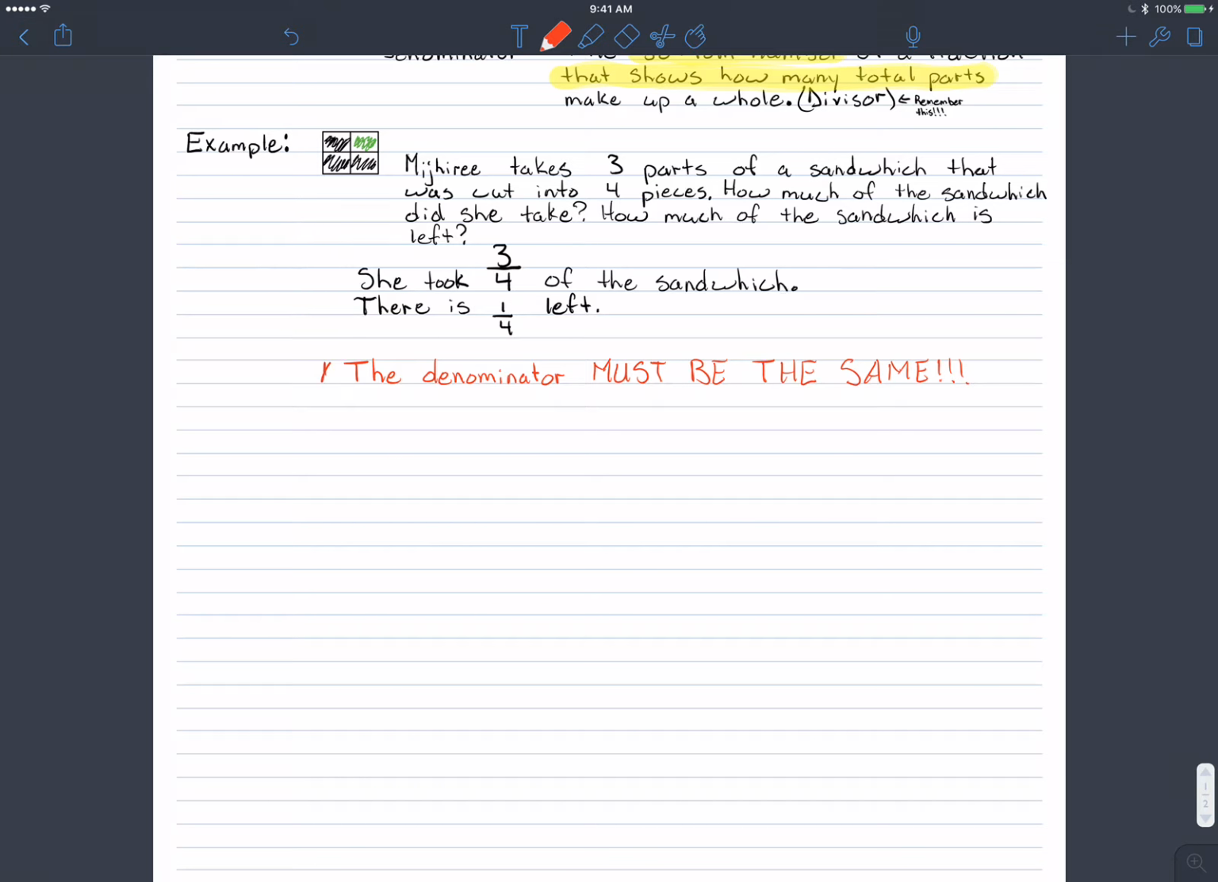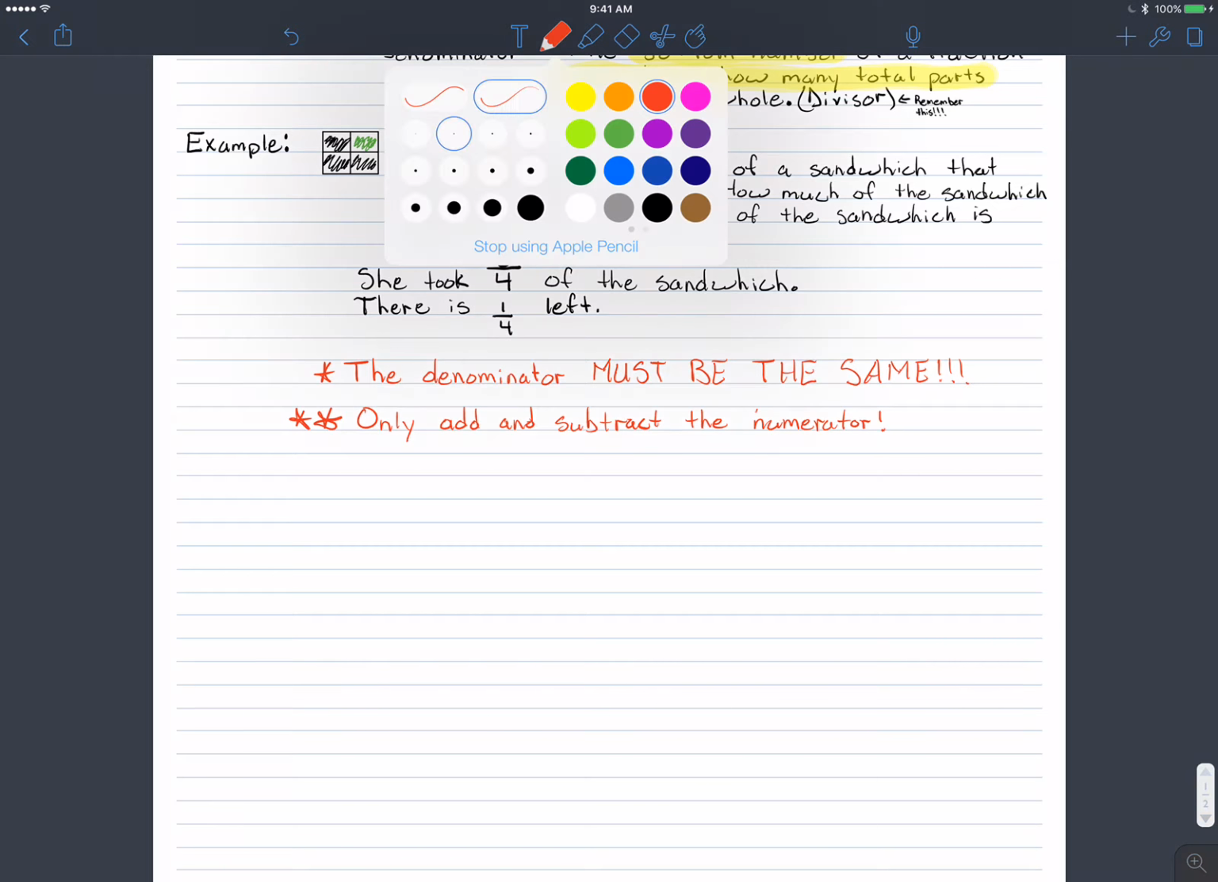Another really important thing to remember when adding and subtracting fractions: only add and subtract the numerator. You only add and subtract the parts of the whole.